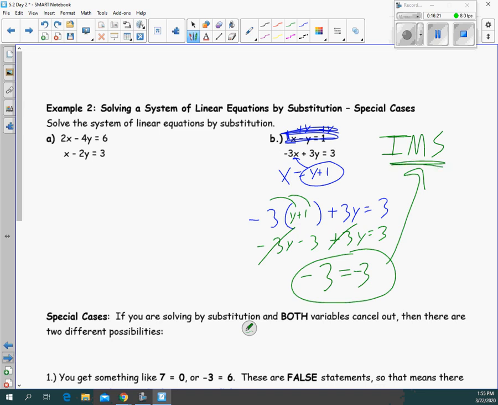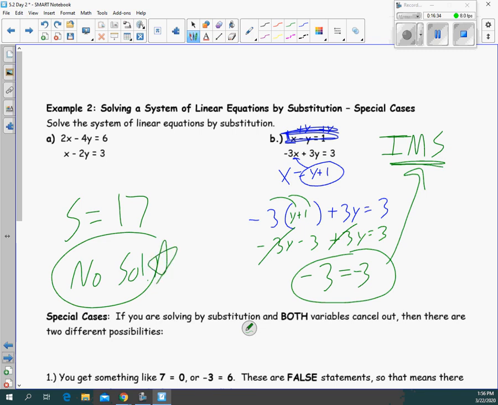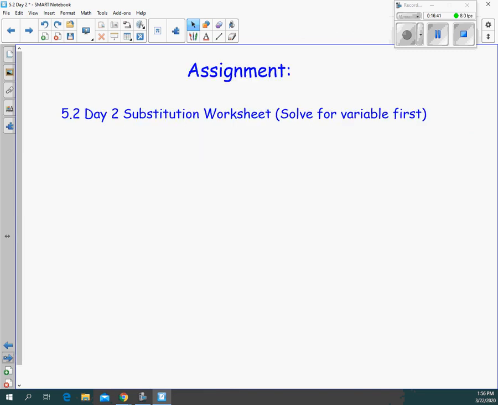Then it would be IMS. If you got 5 equals 17, then it's no solution. Okay? So you just kind of look for those. If it's false, it's no solution. If it's true, it's IMS. Anything works. Okay? We're going to call it a day for that.